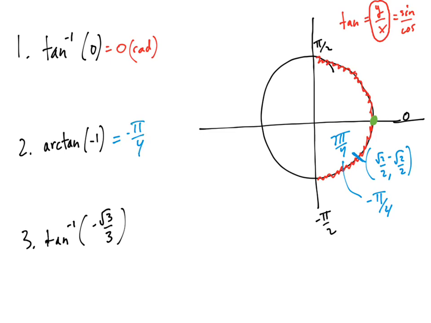And then this last one, tan inverse of negative root 3 over 3. So tangent is negative in quadrants 2 and 4, but quadrant 4 is where we are restricted to.